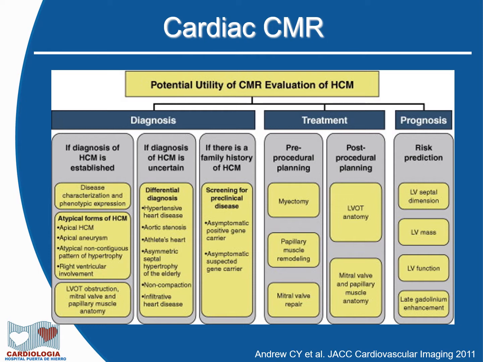If we have an uncertain diagnosis of HCM, MRI can be extremely useful, for instance, to show us the patterns of late gadolinium enhancement, and therefore to give us a differential diagnosis between hypertensive heart disease, aortic stenosis, athlete's heart, infiltrative diseases, or other cases.